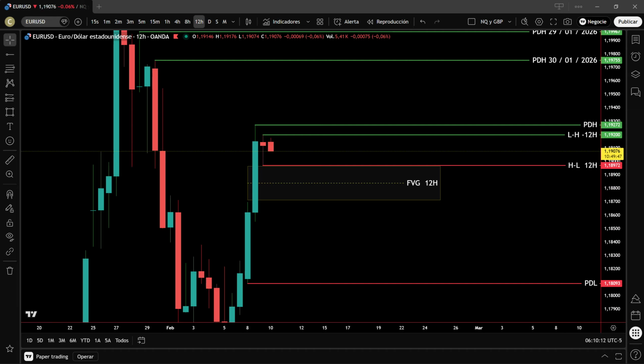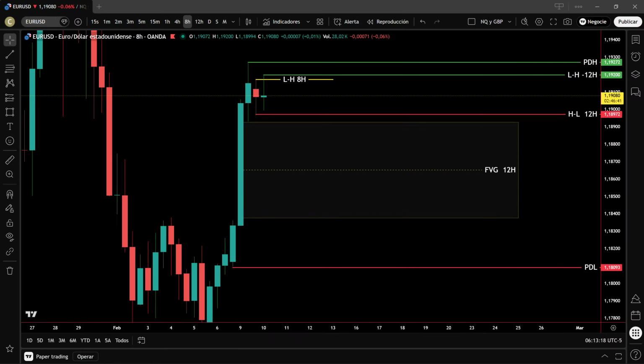We have identified a fair value gap, FVG, signaling a major price imbalance. The marked LH and HL levels will act as liquidity magnets, where we expect EURUSD to seek efficiency before defining its next institutional move. We drop down to the 8-hour timeframe to precisely observe the local price action.